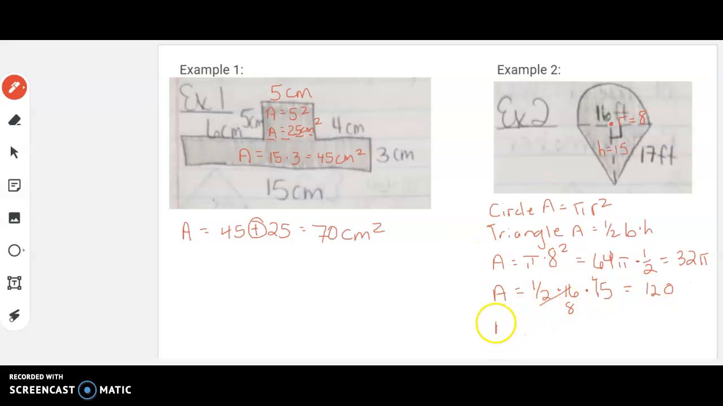So now I got to combine them. So I have 120 for the triangle, plus the 32 pi for the circle, and it's in feet, so it's going to be feet squared. Okay, so we're just going to leave it in terms of pi. 120 plus 32 pi feet squared. Okay, and we do need our units. Units are important.